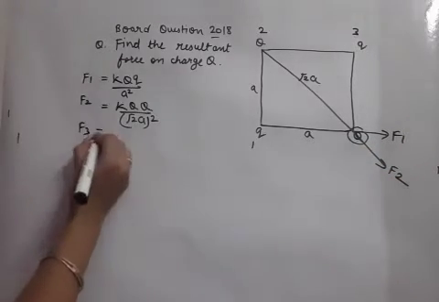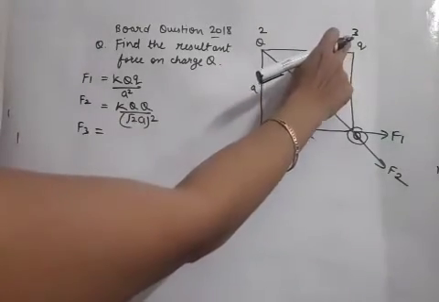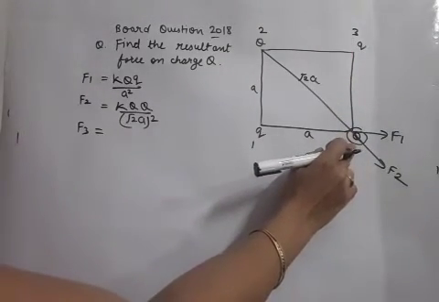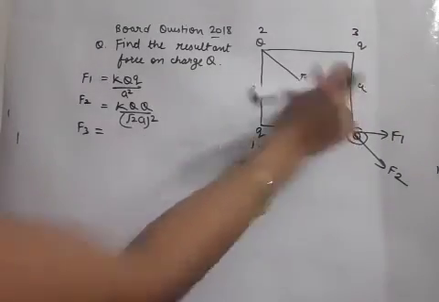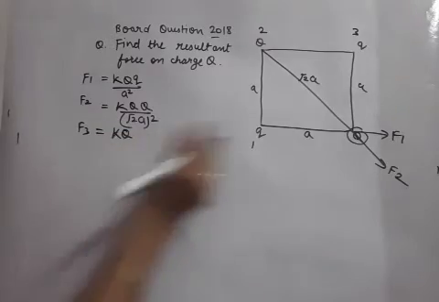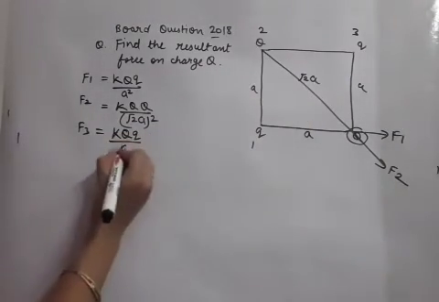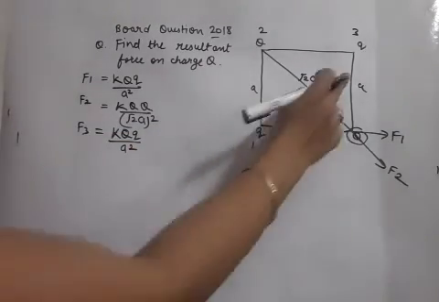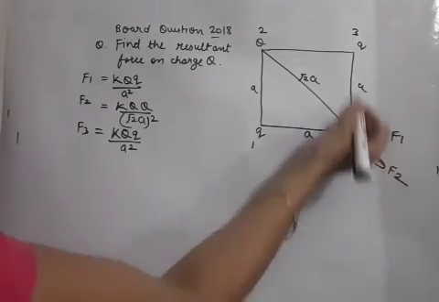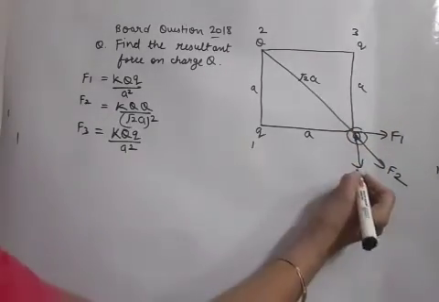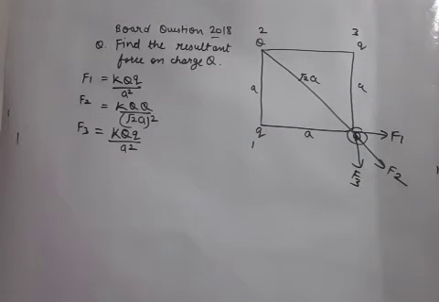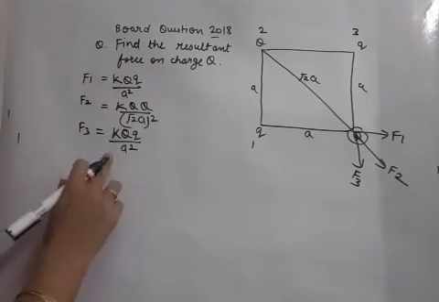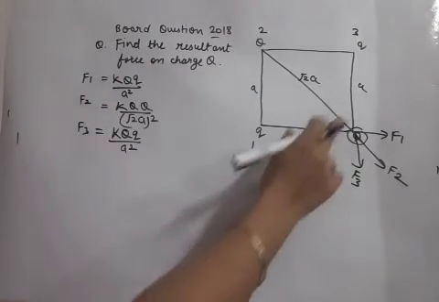In the same manner, we will calculate F3. F3 means force due to this small q charge here. The distance between these two charges is side A. So K Q Q upon distance square. Direction of F3: this charge will be repelled due to this q charge, because here all charges are of positive sign only. So repulsion is only seen here. After calculating F1, F2, F3 values and directions, we have to find the resultant.